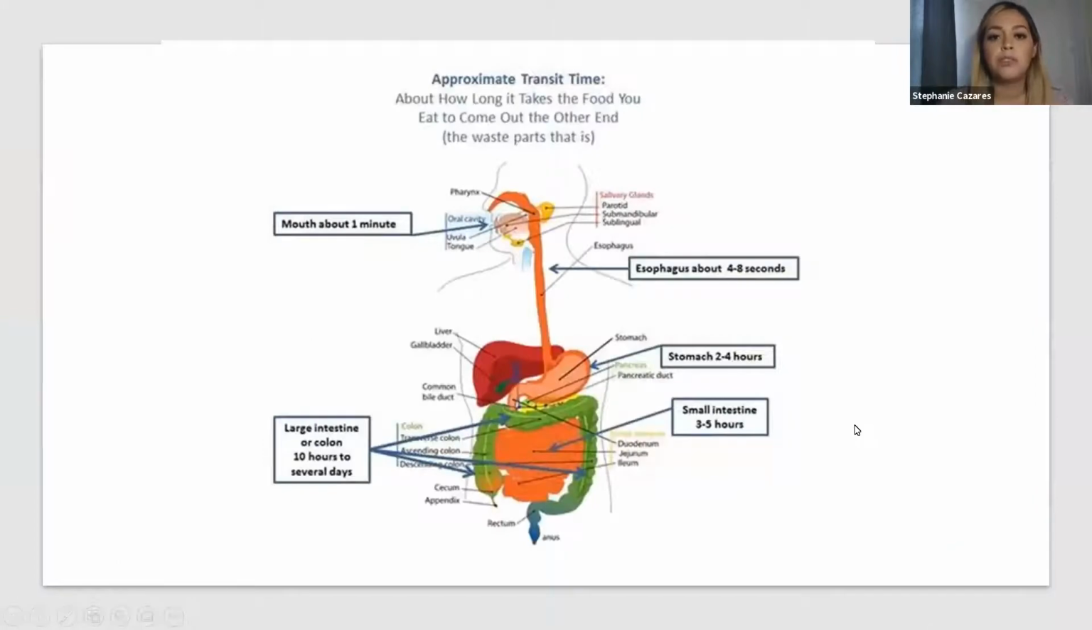Here we have an approximate transit time, how long it takes our food to travel. And for intestinal transit time, the normal average time is about 30 to 40 hours with a maximum of 72. And in this diagram, we can see how the food travels from our mouth into the esophagus, stomach, small intestine, and large intestine.